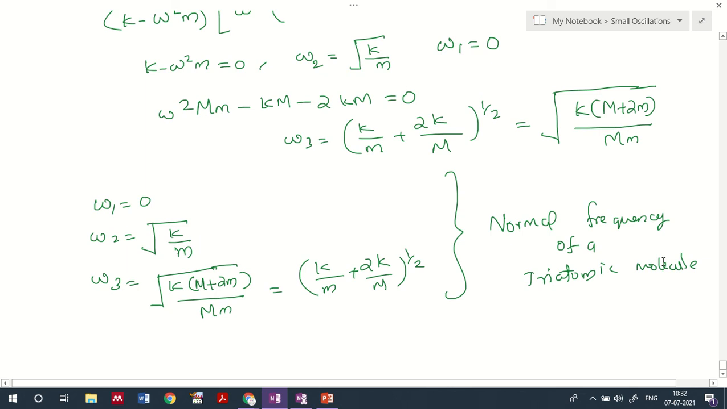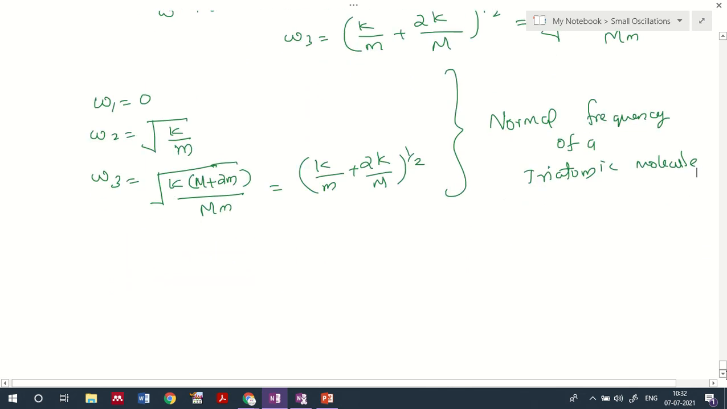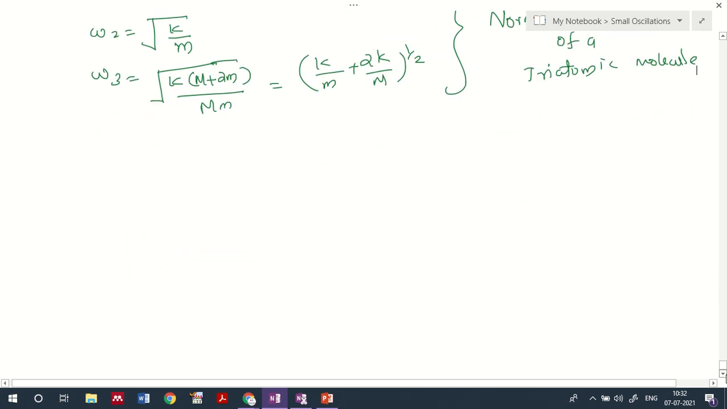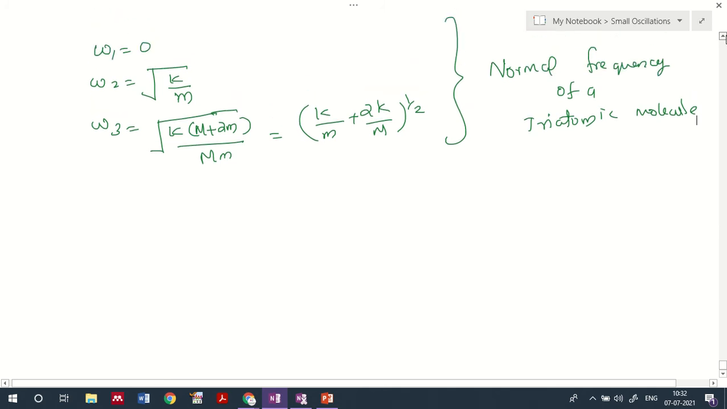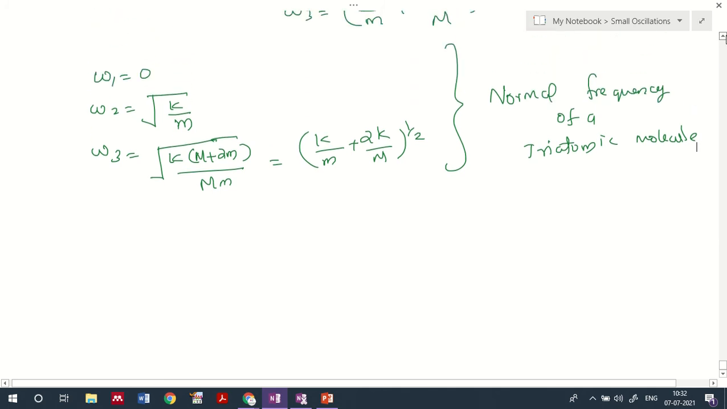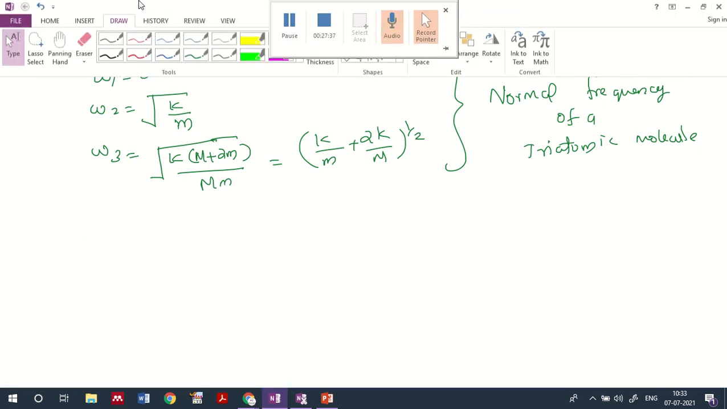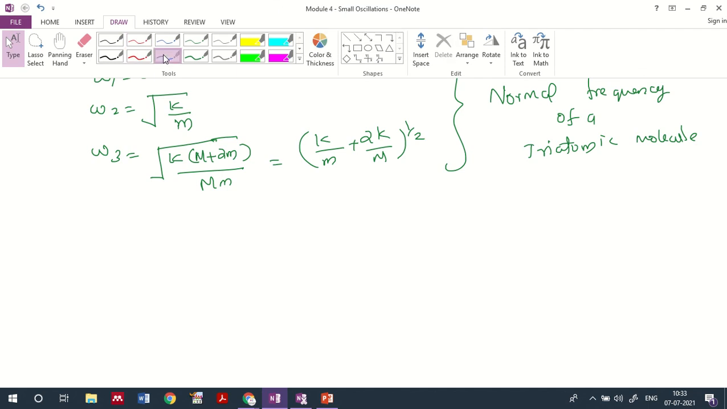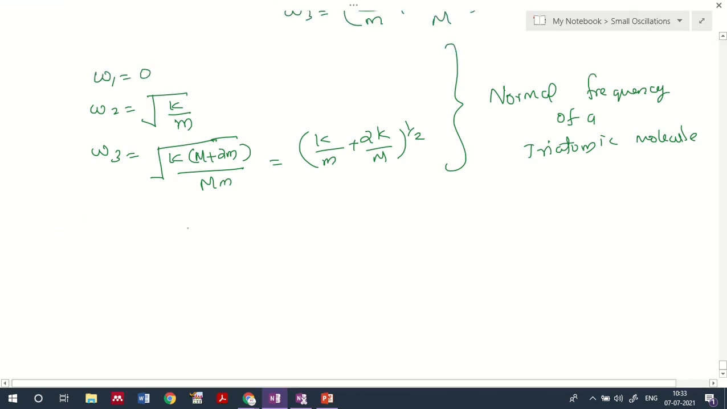Okay, normal frequencies of a triatomic molecule. There are three frequencies for a triatomic molecule. It's clear? Simply, we have done the representation in a matrix representation, then we have taken the determinant of that one. Now we need to know the normal modes corresponding to that. For that, we'll extend our discussion to normal modes.